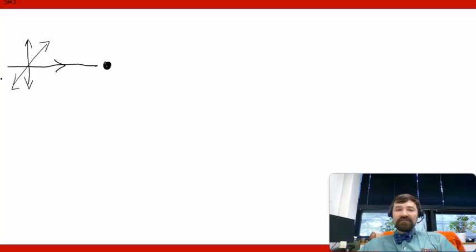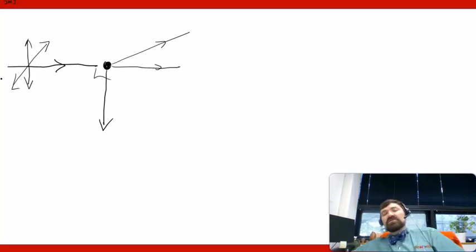Now it can scatter off in any direction. It might scatter off this way, for example. It might scatter off this way. It might scatter off in a direction totally perpendicular to the incoming beam. So if these two are perpendicular to each other, what would that imply?